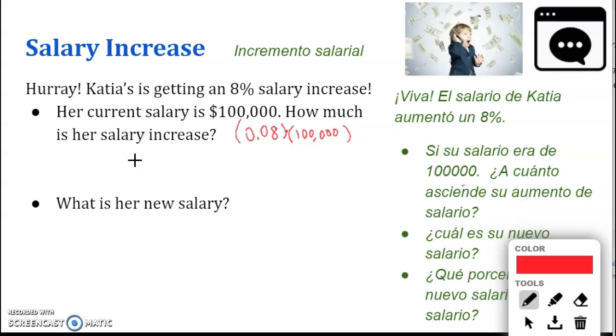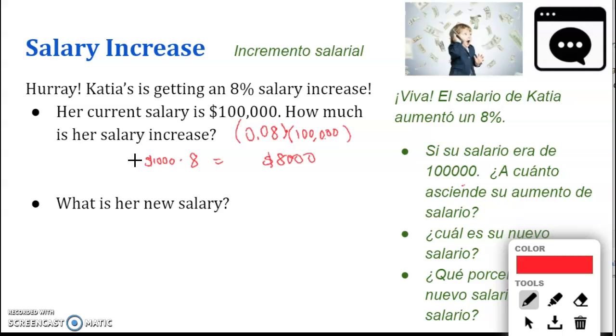Okay, and what do you get when you do that? So this is the same as finding 1%. What is 1%? That means you're moving the decimal place 2 to the left, so it's going to be 1,000. 1% is 1,000, so 8% is going to be 1,000 times 8. That is going to be $8,000. Because $1,000 times 8 is going to be $8,000. So Katya is going to get an increase of $8,000.